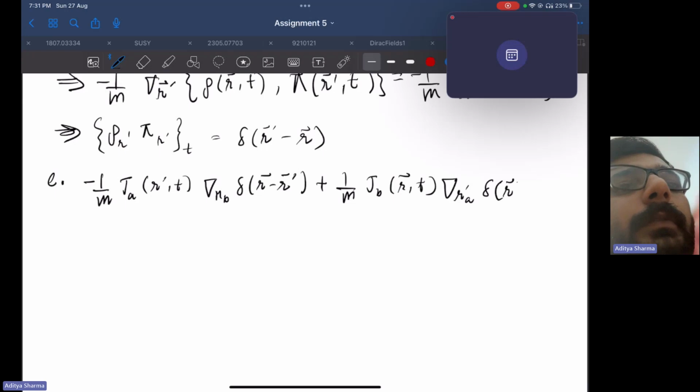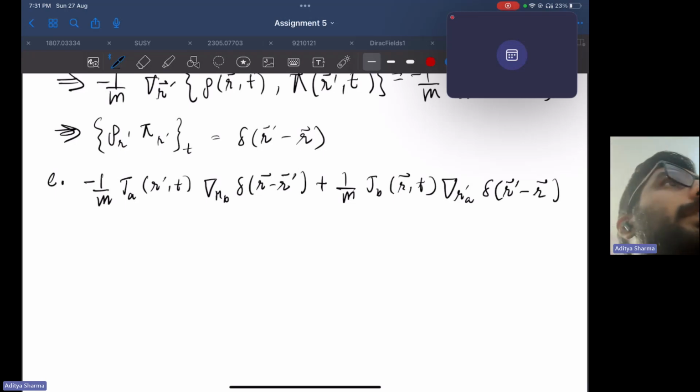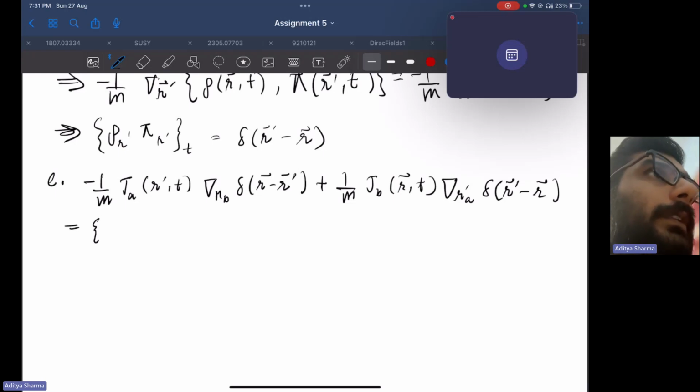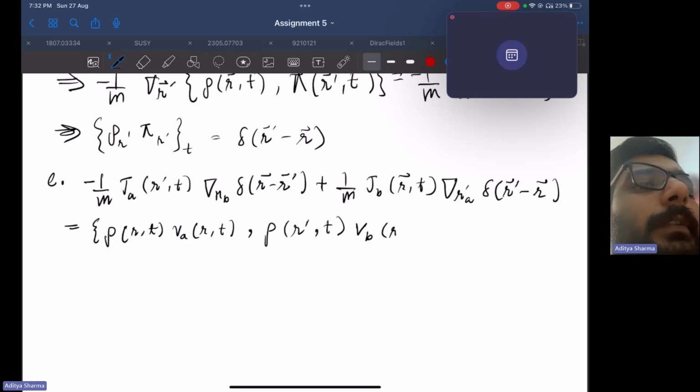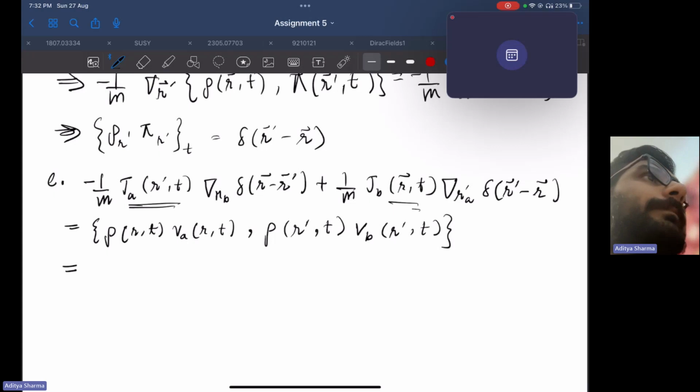We have to minus r. This is equal to, this was nothing but GVGB, right? This was rho R comma T, A R comma T, rho R prime T, T B R prime comma T. Now this thing itself, the definition of J. We just have to substitute this here in this J.